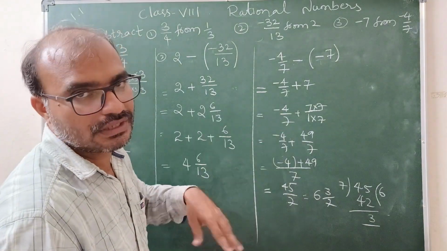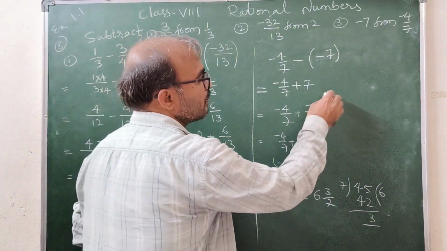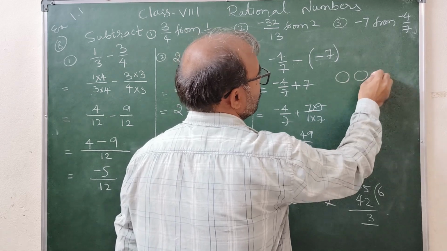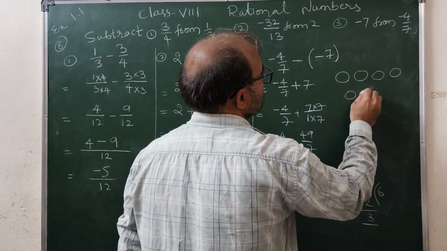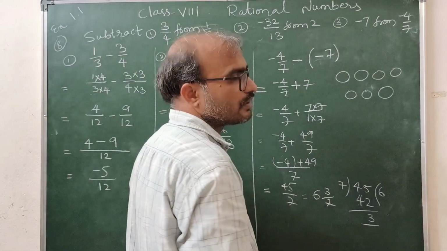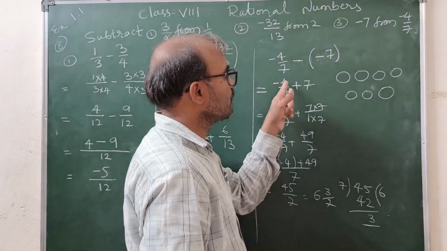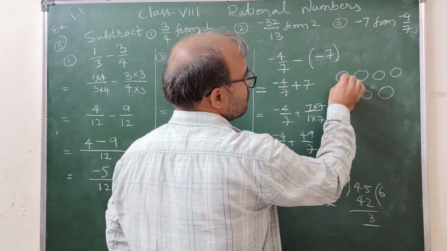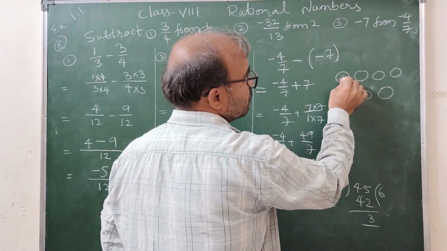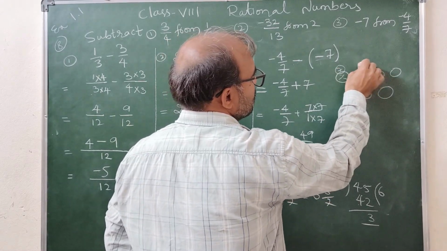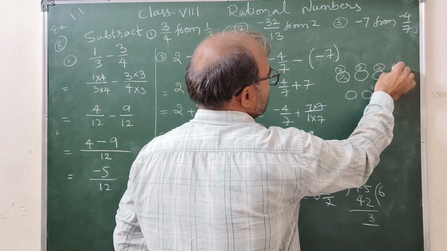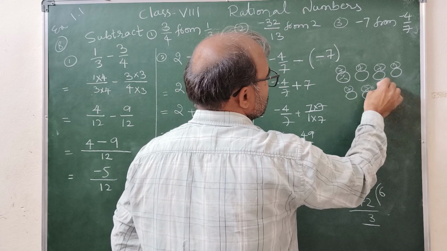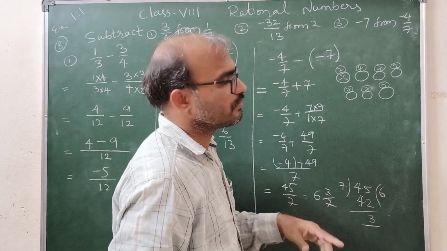If you think logically, here how many wholes are there? 1, 2, 3, 4, 5, 6, 7 wholes are there. Out of 7 wholes, you have to remove 4 sevens. 4 sevens means each whole should be made into 7 parts. Here 7 parts. Here 7 parts. Here 7 parts. Here 7 parts. Here 7 parts. Here 7 parts. Here 7 parts. So in one whole you made 7 parts.